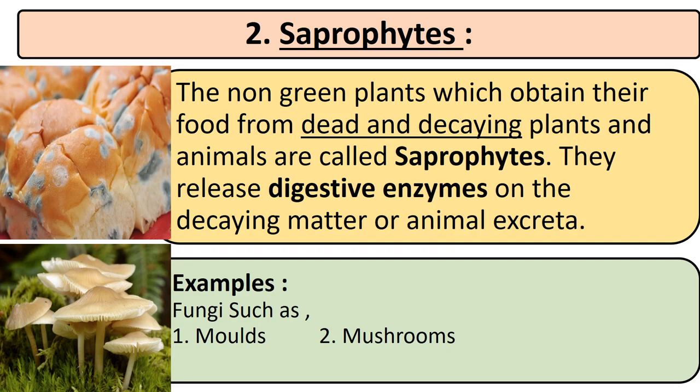The second type of plants are saprophytic plants. The non-green plants, which obtain their food from dead and decaying plants and animals, are called saprophytes. They release digestive enzymes on the decaying matter or animal excreta. Few examples are fungi such as molds and mushrooms.